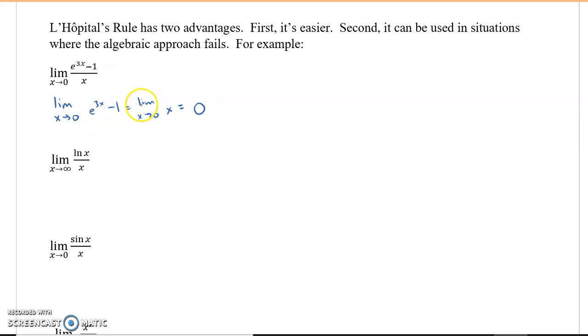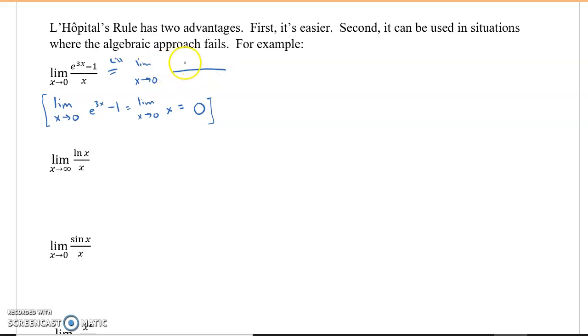So this is a required part. You have to write this out before applying L'Hopital's rule. But once we see that, we can say, L'Hopital says that the original limit equals the limit as x approaches 0 of the derivative of the top divided by the derivative of the bottom.